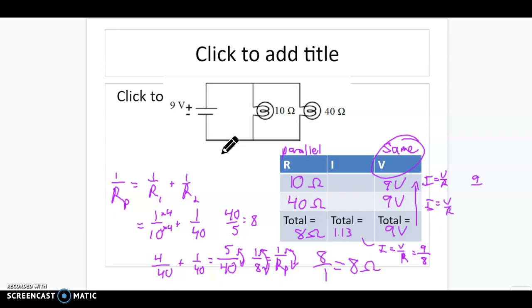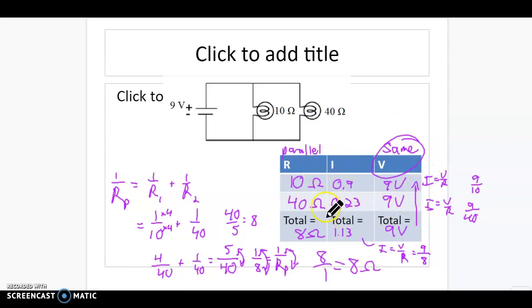So I put in 9 volts, divide by 10, I get 0.9. I put in 9 volts, divide by 40, and I get 0.225, or 0.23. So you get something like this. They should add up to be really close, but that's kind of what you do.